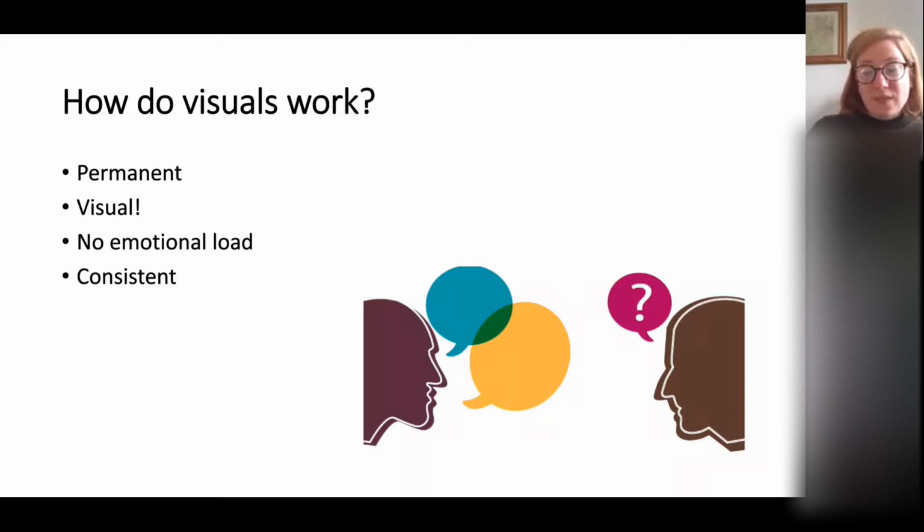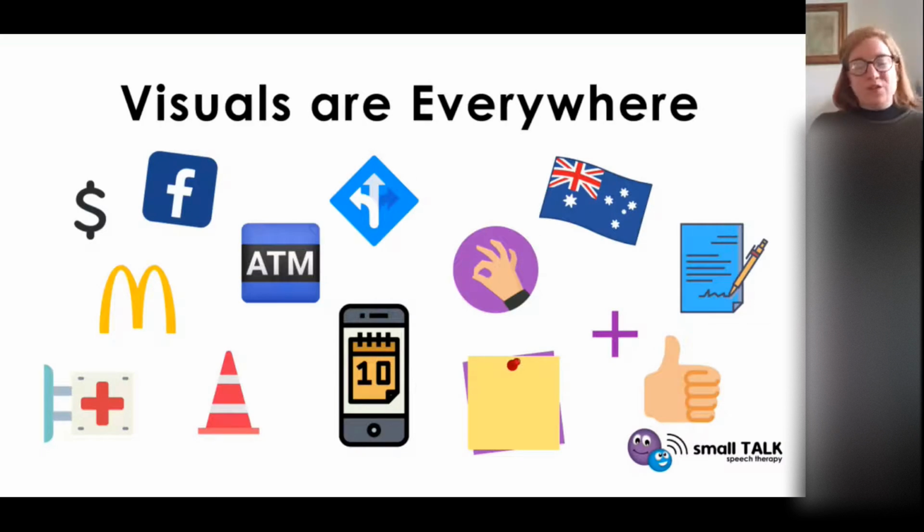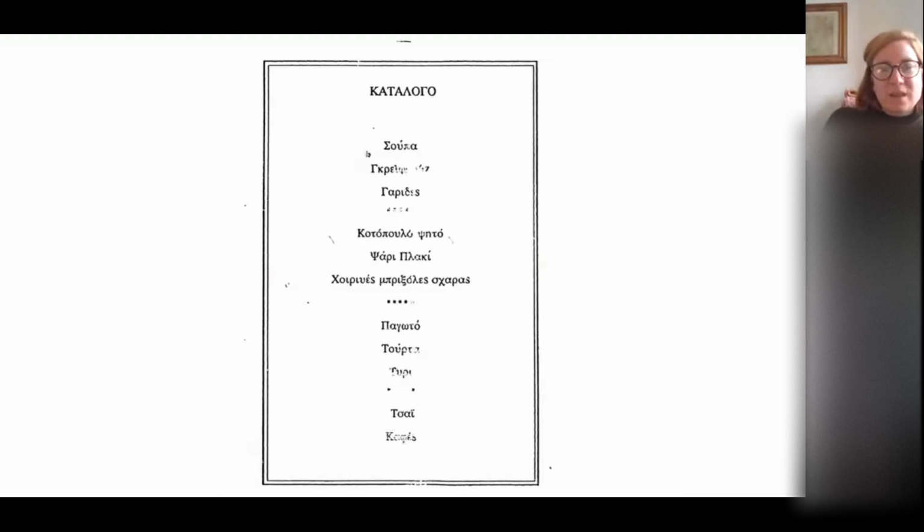And also visuals will work if they are consistent. So we're going to have a look at some visuals. We have visuals in everyday life, basically. You might recognize lots of these. These are quite American ones, obviously. But we use things like flags to represent countries. We've got logos for social media and McDonald's. We've got visuals on our phones. We've got sticky notes. We've got road markings, things that represent medical emergencies, all those sorts of things. And we know them because we see them day in, day out.